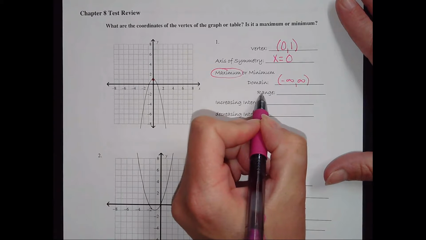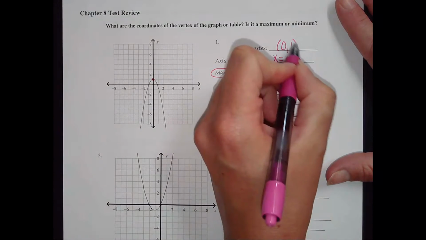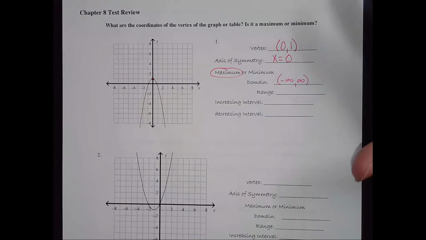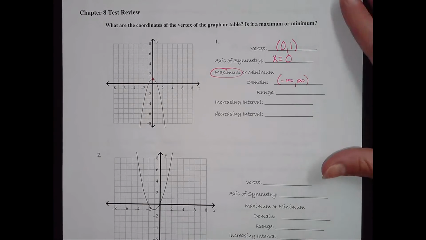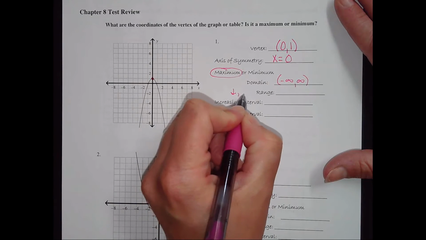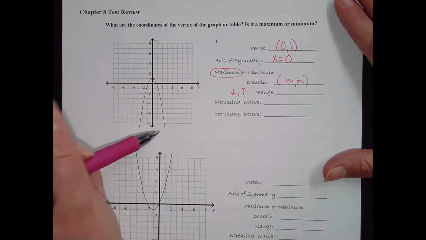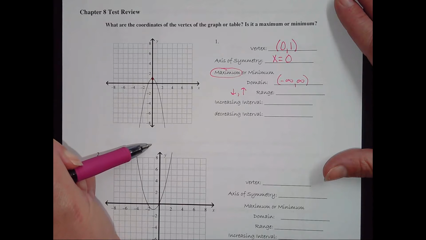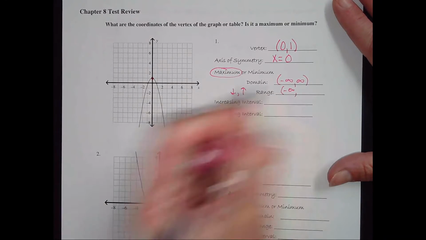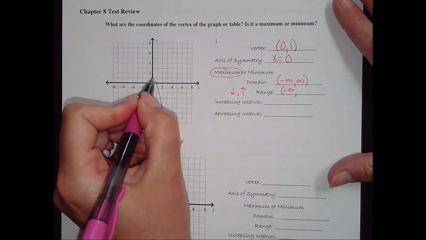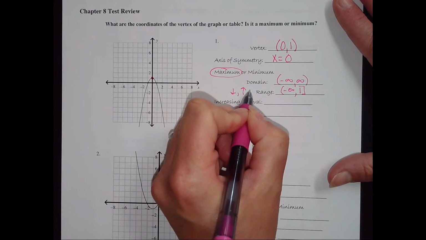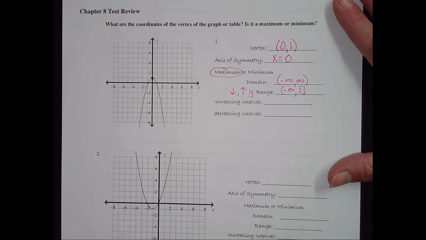The range is the only time that you actually use that y value of your vertex. Everything else has to do with the x values. So for the range, you're going to write how low does it go, comma, how high does it go. So how far down does our graph go? We're not sure, negative infinity. And how high does your graph go? It goes up to 1. So the range is the only time that you use that y value.